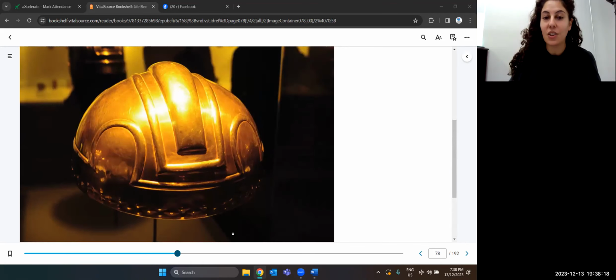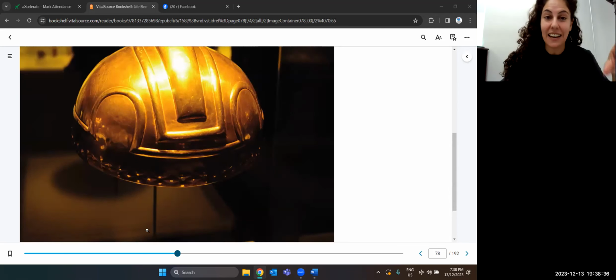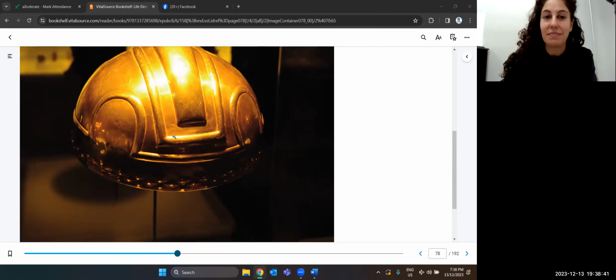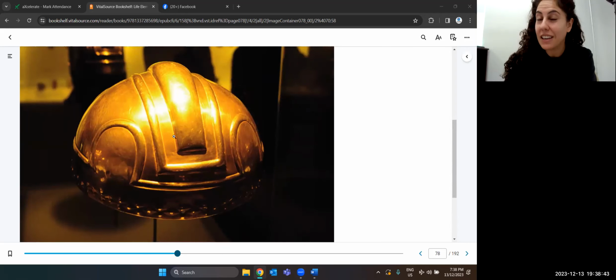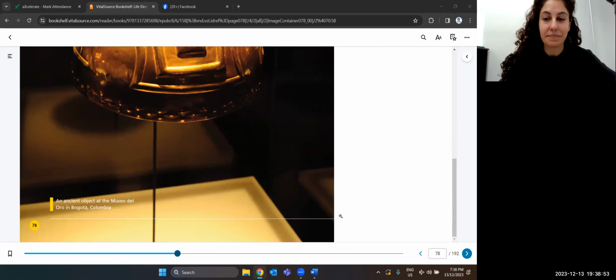So who has been to this place? The Museum of Gold in Bogota, Colombia. The Gold Museum. I know, because I learned Spanish. The Gold Museum, right? You have been there? Wow, good. So this is an item, it's an object. And this is a very famous museum. And this is a helmet? Yeah. I think something you put on your head, a helmet. I think so. Maybe it's a helmet.